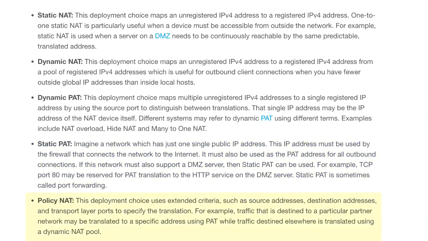Finally, Policy NAT uses extended criteria such as source address, destination address, and transport layer ports to specify the translation. For example, traffic that's destined for a particular network may be translated to a specific address using PAT, while traffic elsewhere is translated using a dynamic NAT pool. For further examples on NAT and the configuration options, refer to cisco.com and the ASA NAT configuration examples.